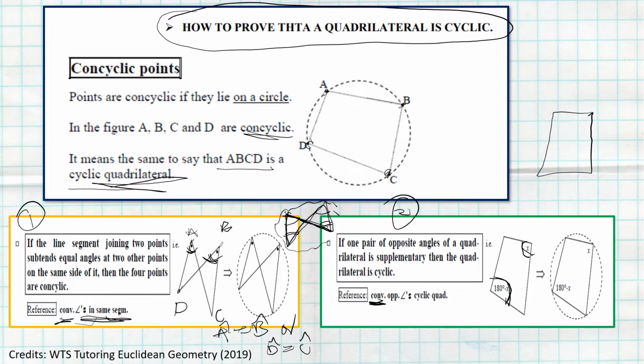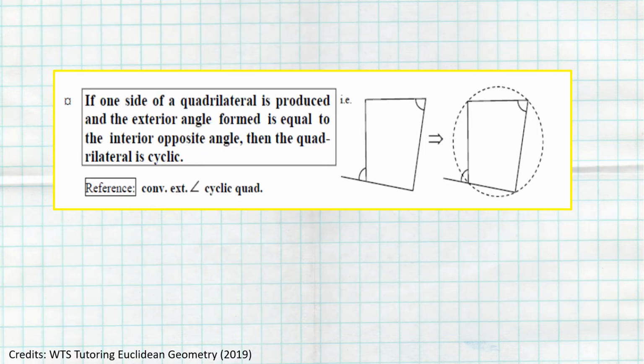So what do you do? You calculate those opposite angles. If they give you a diagram like this, there will probably be angles that you can calculate. Then when you add opposite angles, if you get 180, you can conclude that ABCD is a cyclic quadrilateral. Why? Because of the converse: opposite angles of a cyclic quad are supplementary.